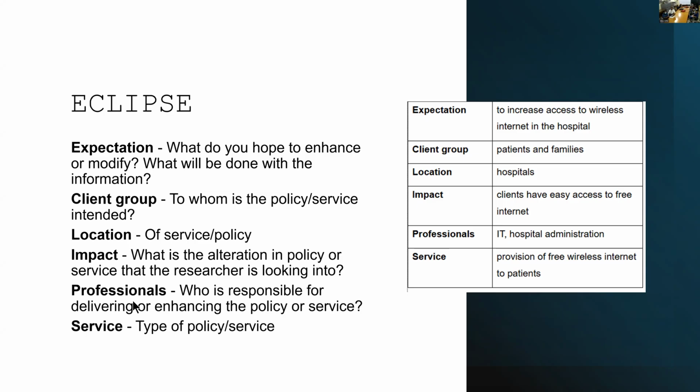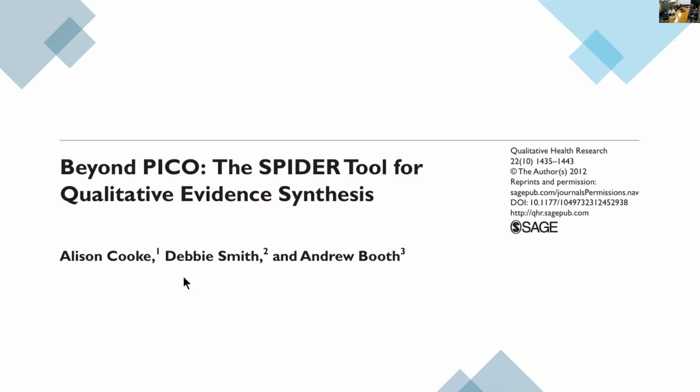But as you can see, these two are very limited. They're all designed for a specific user group and you can't really apply them to general qualitative search. That is why three authors, Cooke, Smith and Booth in 2012, came together with the SPIDER tool. It basically helps clinicians or researchers to brainstorm good search term strategies so that we can retrieve good data for our synthesis.